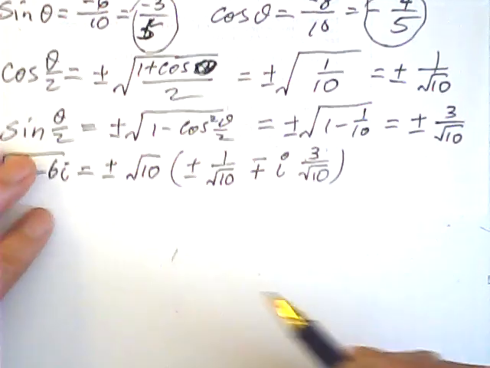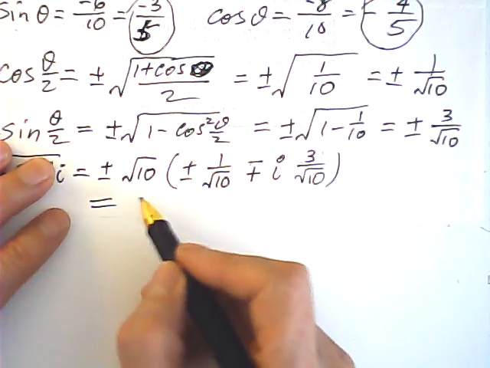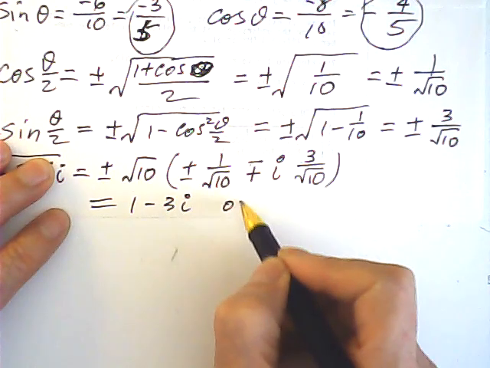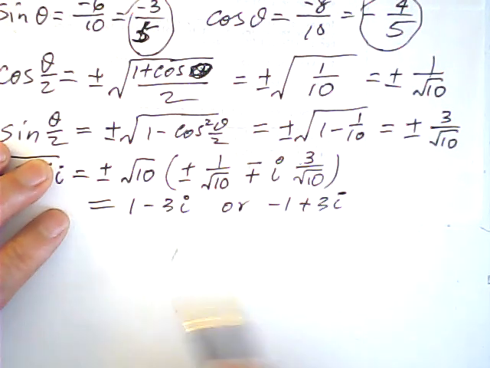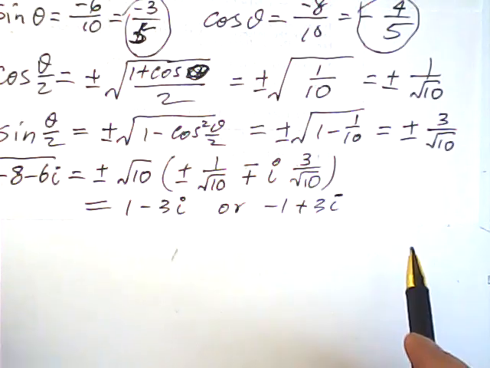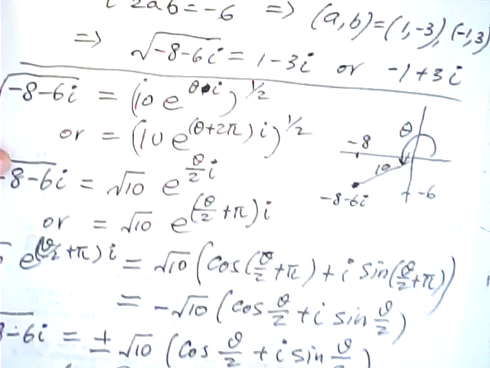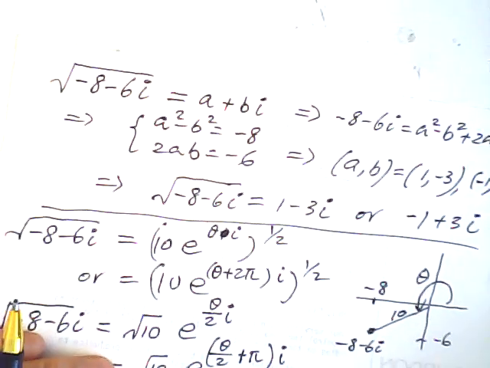So this means that, after canceling out, it equals 1 minus 3i or negative 1 plus 3i. See, that is the correct answer. But anyhow, these are two methods to find the square root of a given complex number.